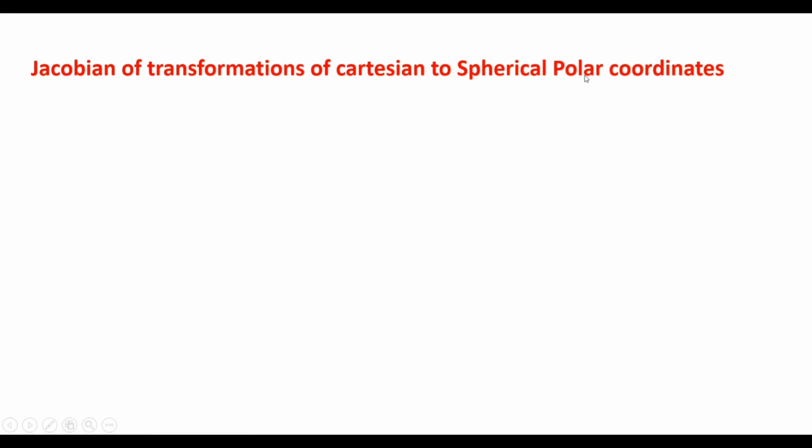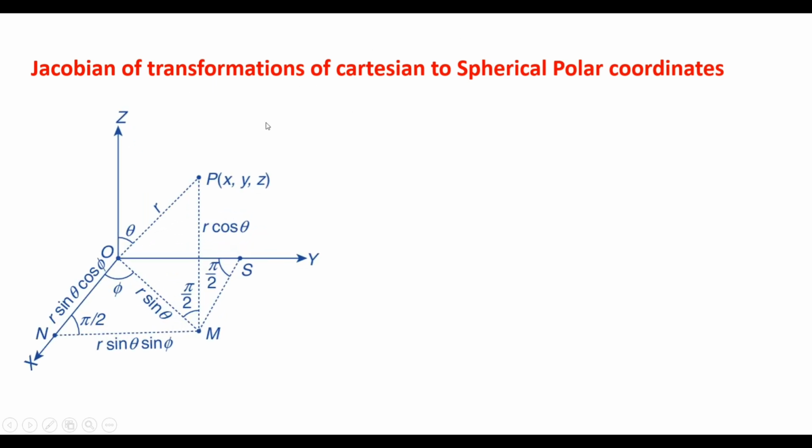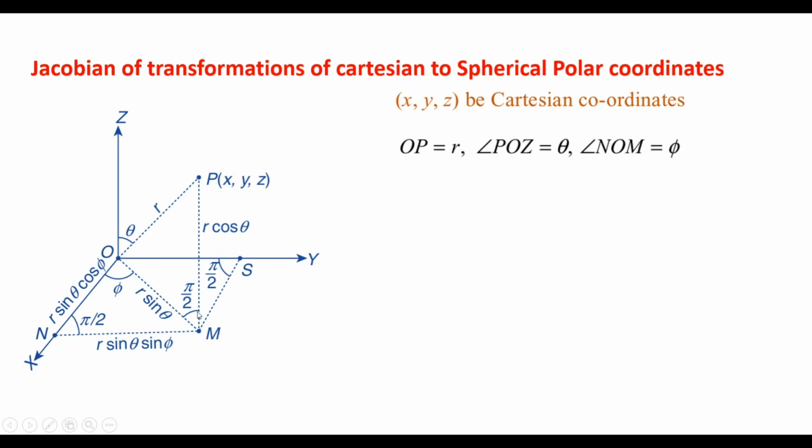Now you can see the Jacobian of transformation from Cartesian coordinates to spherical polar coordinates. It is another important key concept. Let x, y, z be the Cartesian coordinates of the point P in 3-dimensional space. From the point P, we can draw a line PM which is perpendicular to the xy plane. Join the points O and M, you get the line OM. From the point M, we can draw a line MN which is perpendicular to the x axis, and also a line MS which is perpendicular to the y axis.